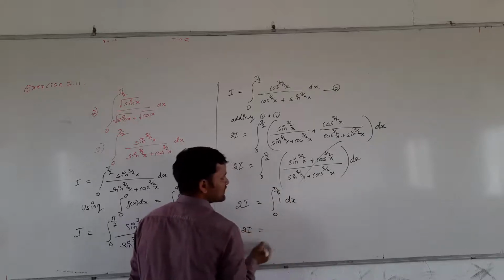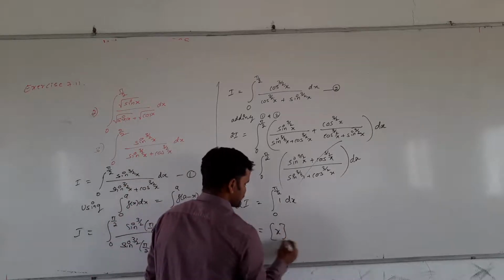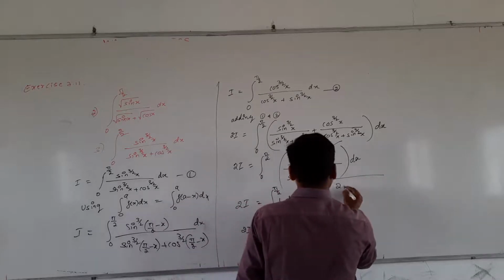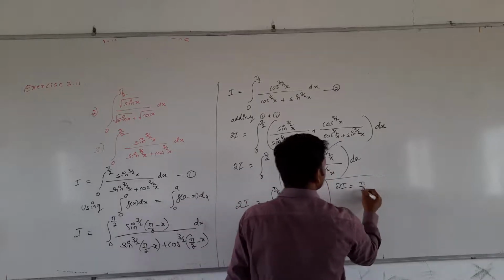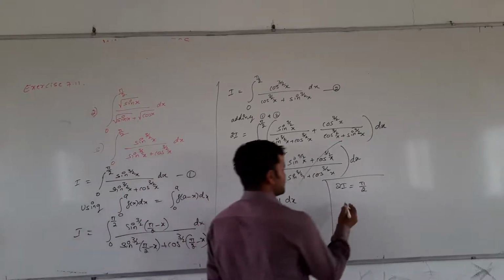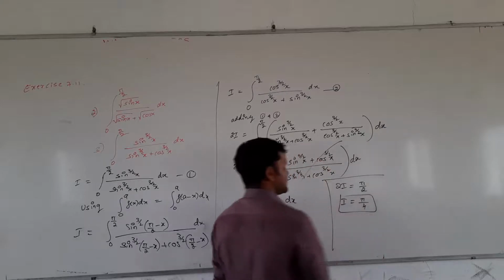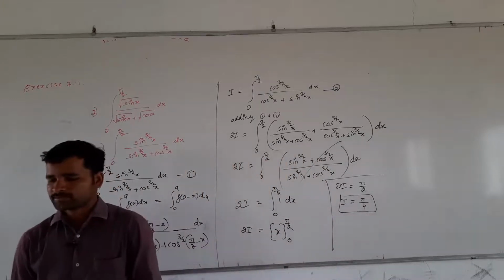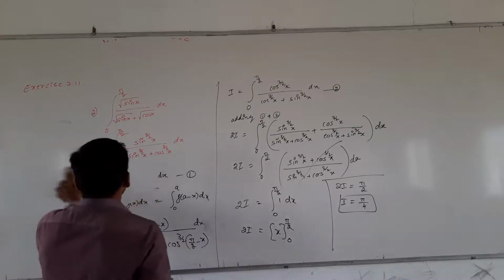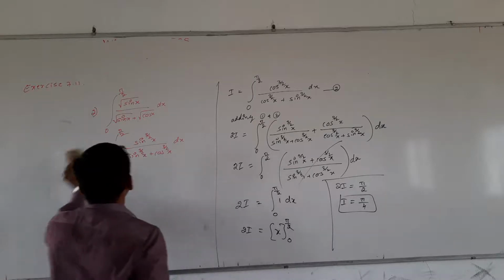2I is equal to the integration of 1 with respect to x, which is x, from 0 to pi by 2. Yes, 2I is equal to substituting the upper limit and lower limit, that becomes pi by 2 minus 0. We have pi by 2. Then I is equal to pi by 2 into 2 inverse, so I is equal to pi by 4. This is about problem number 3.